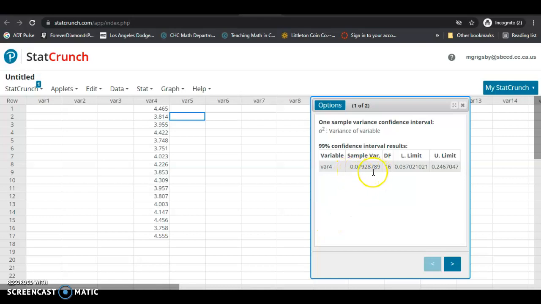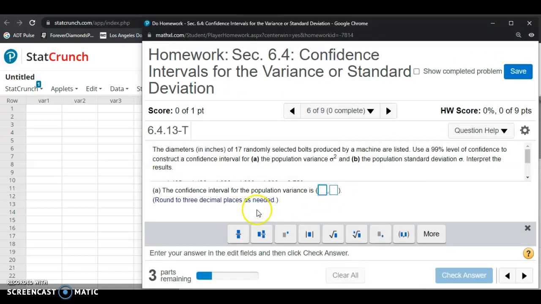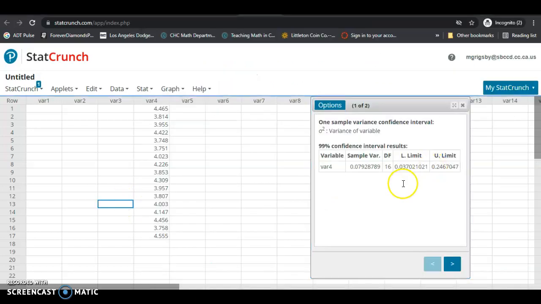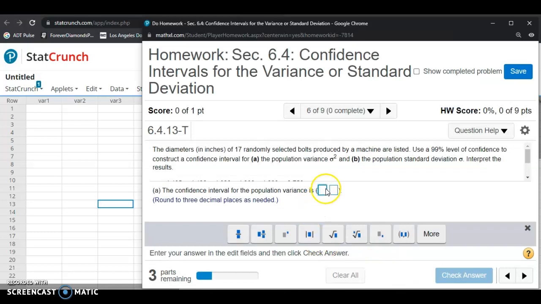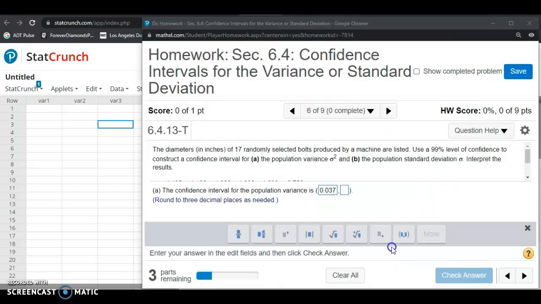It tells you the sample variance, which is quite small, 0.079. The degrees of freedom is 16, which is the sample size minus 1, but we're really looking for the lower limit and the upper limit. So for the variance, to 3 decimal places, the lower limit is 0.037. And then the upper limit to 3 decimal places is 0.247. That 6 gets rounded up to 7, so 0.247.